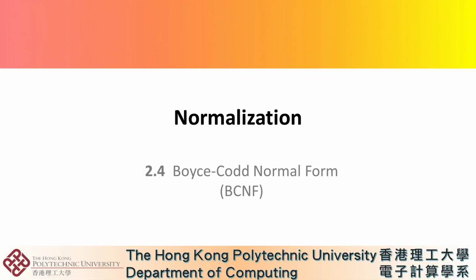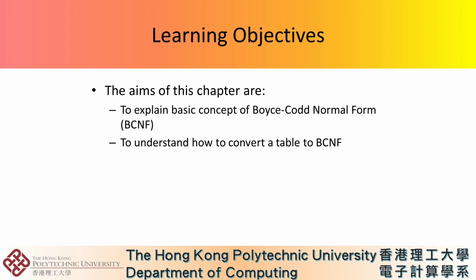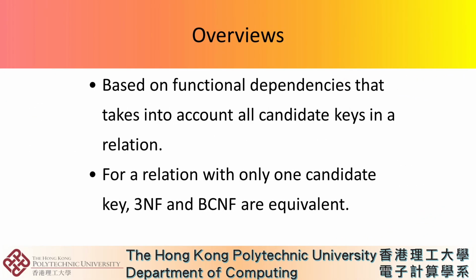Normalization. Lesson 2.4: Boyce-Codd Normal Form, BCNF. In this lesson, the basic concept of Boyce-Codd Normal Form, BCNF, will be explained, and you will understand how to convert a table to BCNF. It is based on functional dependency that takes into account all candidate keys in a relation.